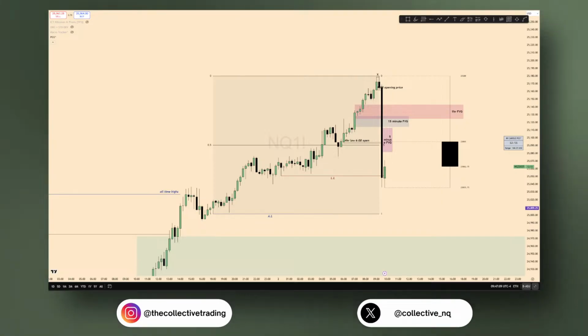See, those 4 hour closes. If we reject off of this 4 hour gap and get a strong reaction.